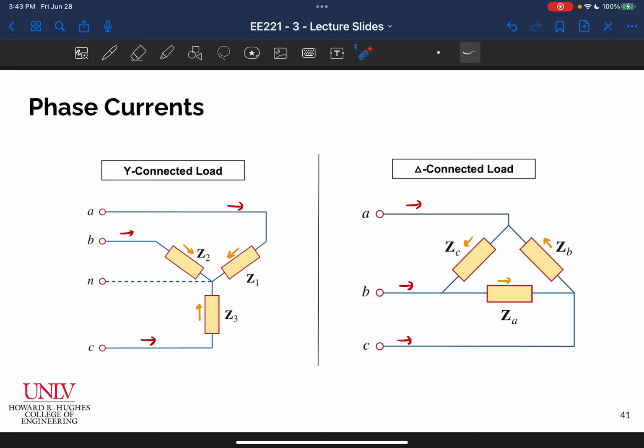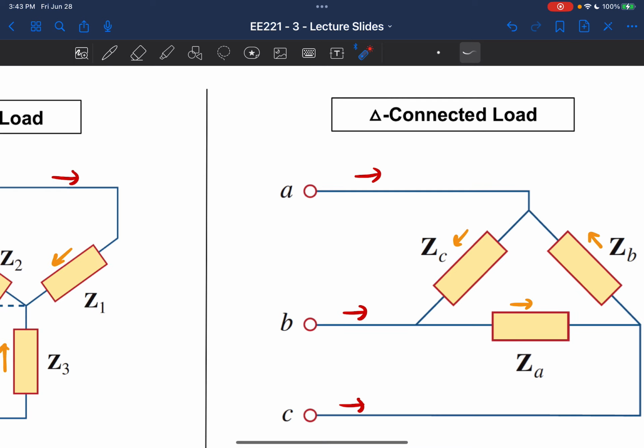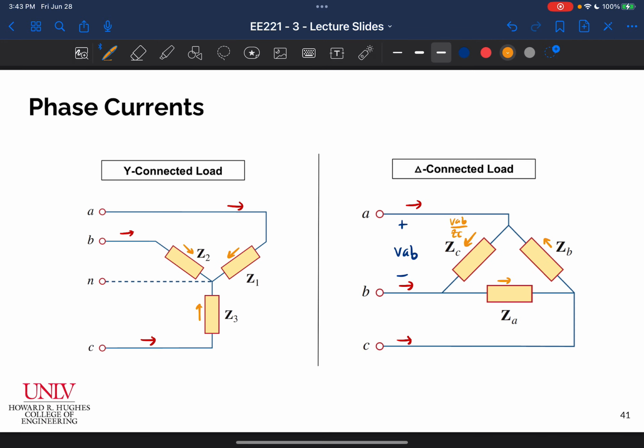Ultimately, all we really need to know is that as long as I take the correct voltage, which in this case would be VAB, I can still know that the current here is going to be VAB over ZC, right? Not very difficult. Same old stuff. We're still just using Ohm's law. The circuits just look a little bit different because now we have three phases all going on at the same time. It's all the same stuff.